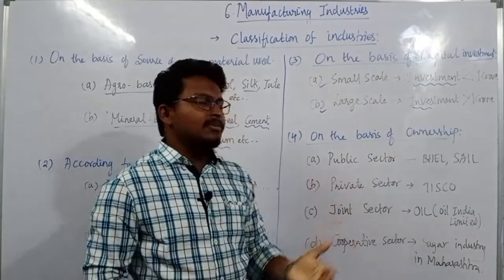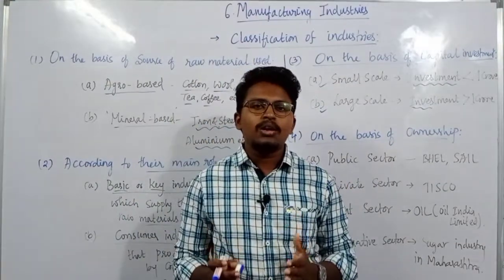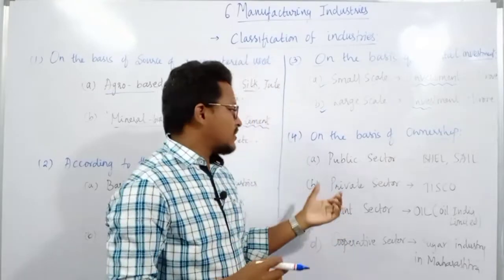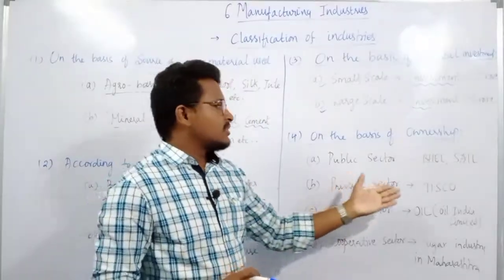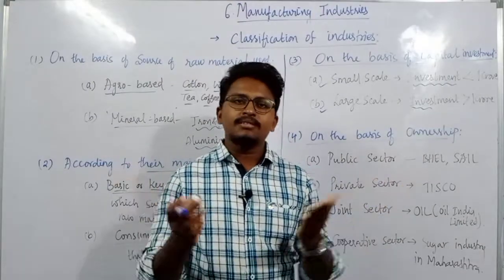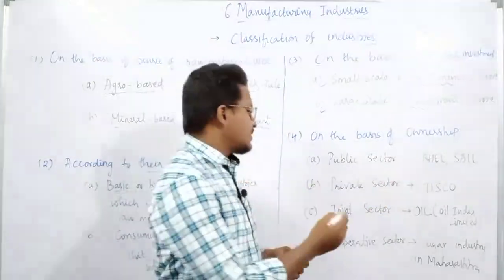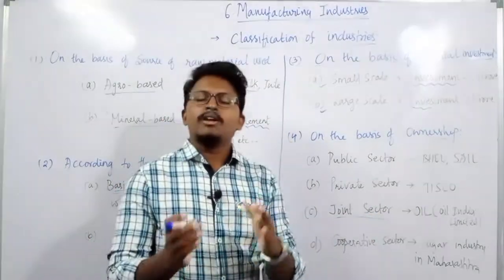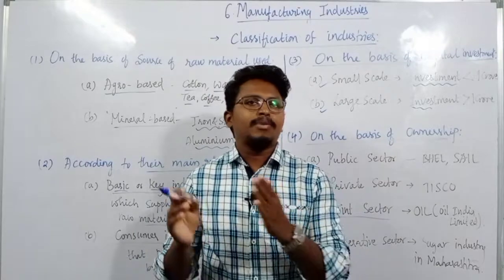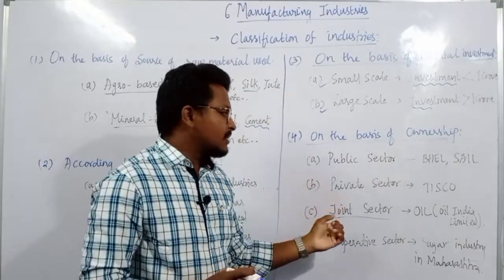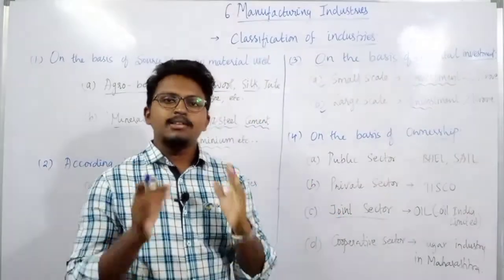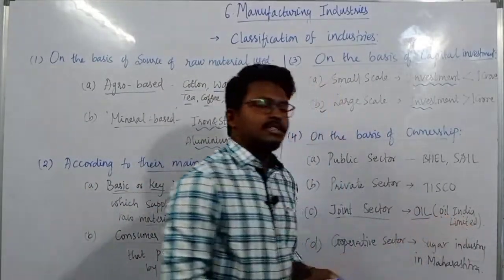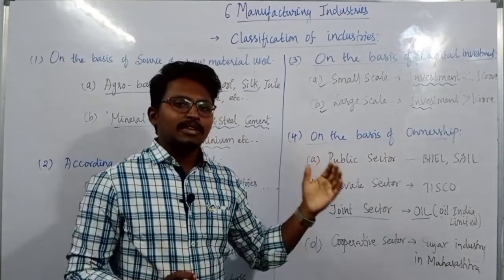And private sector means those industries which are owned and operated by an individual to make profits. You take TISCO, Reliance, etc. Many things are private sector industries. Then joint sector industries are those which are owned and operated by both public and private sector together. The best example for this joint sector is Oil India Limited, which is owned by both private and public sector.